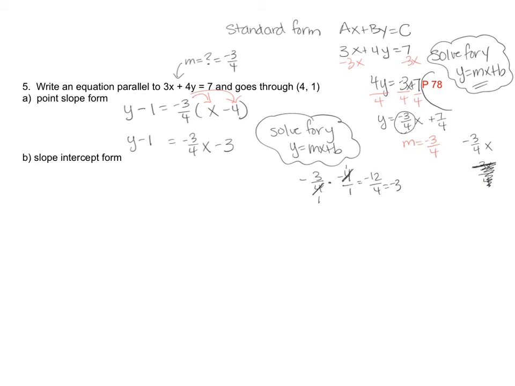So now again, I'm not done. I haven't solved for y. So now I'm going to add 1 to both sides. And when I do that, on my left side, I get y, and on the right, negative 3/4 x, and negative 3 plus 1 would be negative 2. So this is another way to write the equation of this line. They're both the same line, they're representing the same graph, but it's just a different form of the equation.